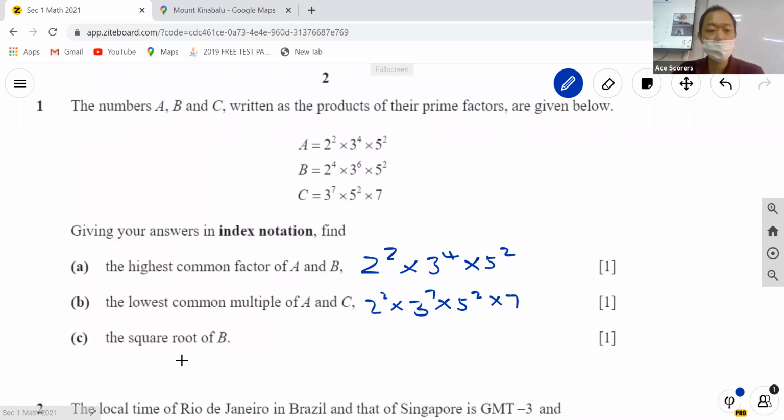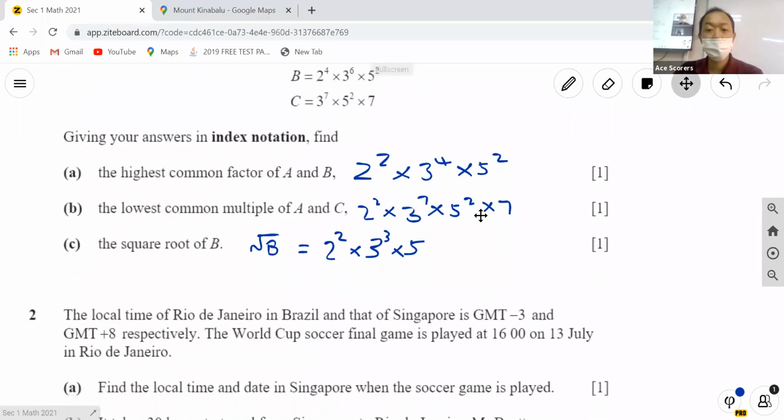Okay, next, find the square root of B. So the square root of B is just splitting this into 2 groups, right? So these are even numbers, 4, 6, 2. Square root of B is simply half of everything. So instead of 2^4, it becomes 2 squared. Then 3^6 becomes 3 cubed. And 5 squared becomes 5. That's it. Okay, just split everything into half. That's all. So we're done with this.